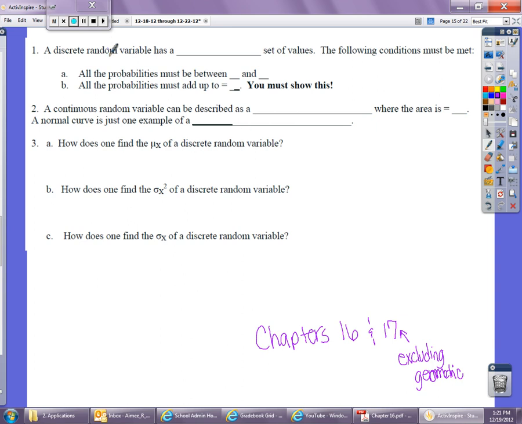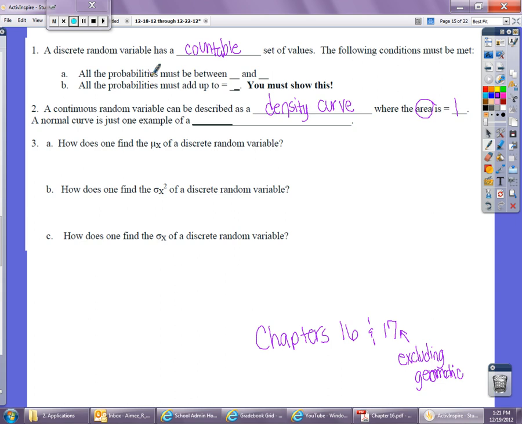So first of all, a discrete random variable has a finite or countable set of values. Okay, so it's kind of like 1, 2, 3, 4, 5, 6, whereas continuous basically can be described as a density curve. Okay, and density curves have area. Okay, because you can have those things or everything in between. Whereas discrete, you can only have those things that are specified. 1, 2, 3, nothing in between.